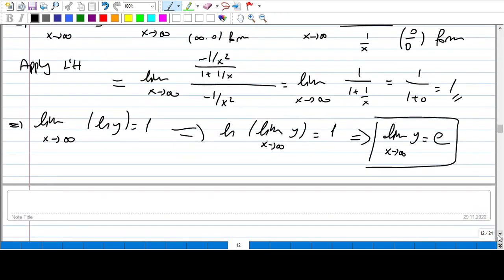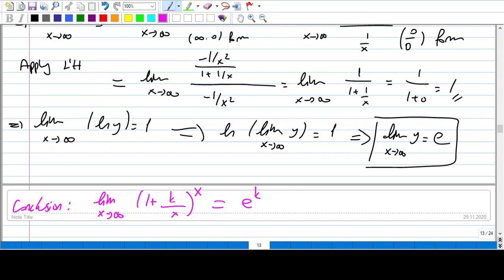Conclusion. Okay, for this type of problems, now we will have a conclusion. Normally, if you are given a question, let me say, if we have the limit as x goes to infinity of 1 plus k over x, to the power x, this will be equal to e to the power k.